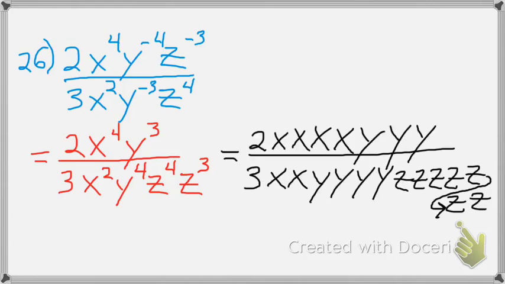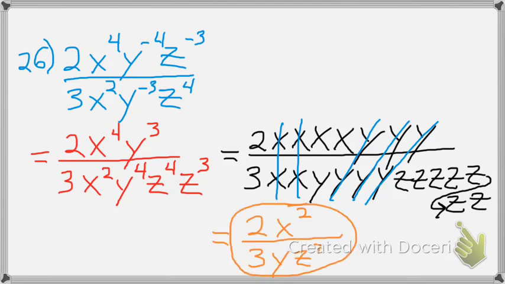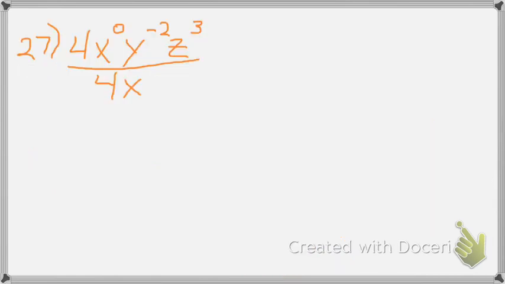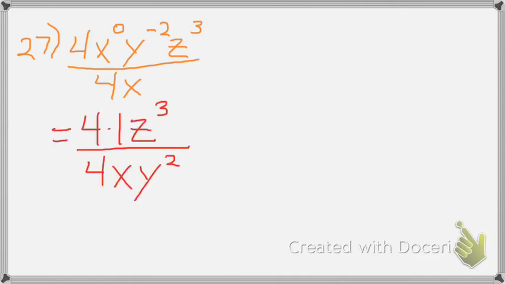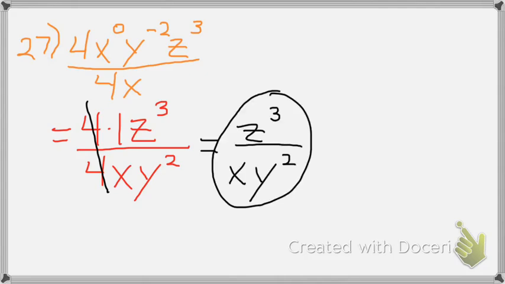Expand it out. Didn't have room for all the z's, so I showed an arrow showing the rest of them. Cross out the x's and the y's that I can, and I'm left with 2x squared over 3y z to the 7th. 27, I can simplify the z to the 0, x to the 0 as 1, and move the y to the negative 2 to the bottom. Cross out the 4's. I'm left with z cubed over xy squared.